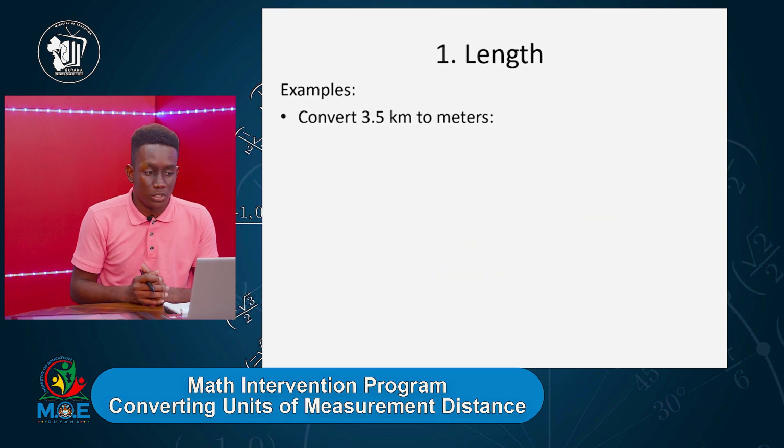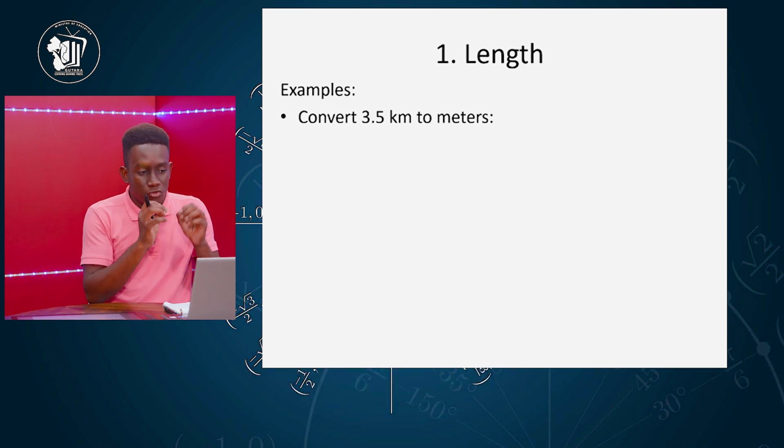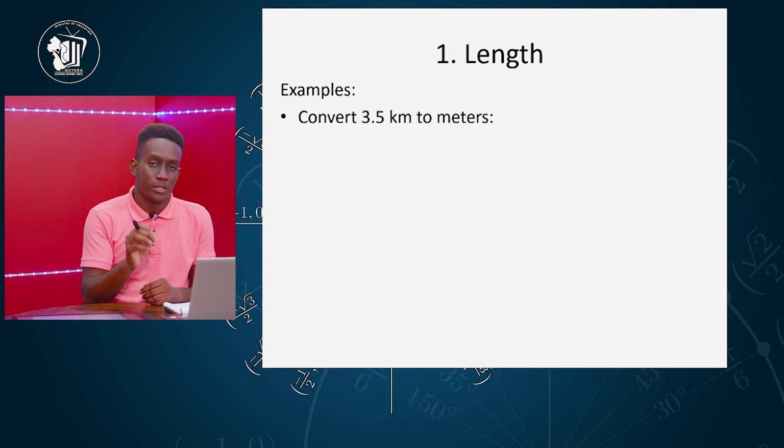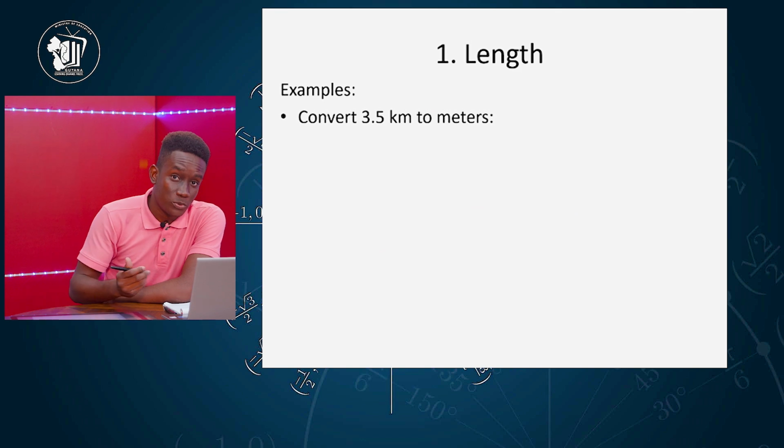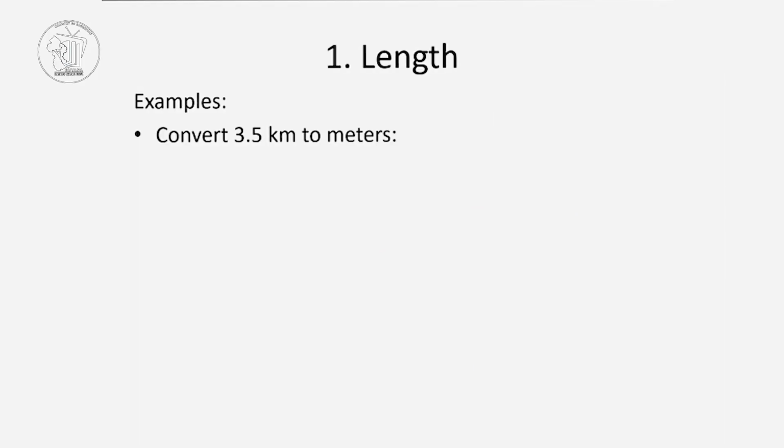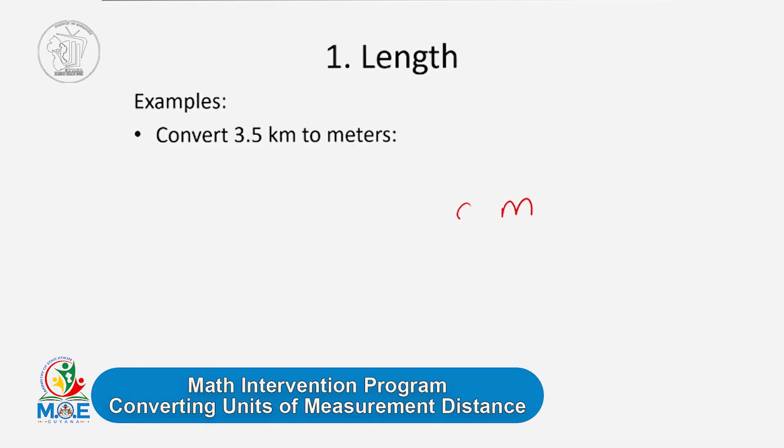So let's look at another one. We see we want to convert 3.5 km to meters. So of course we'll start off using the mnemonic: many Chinese dance many days Hong Kong. So we'll put in the additional M for mm.